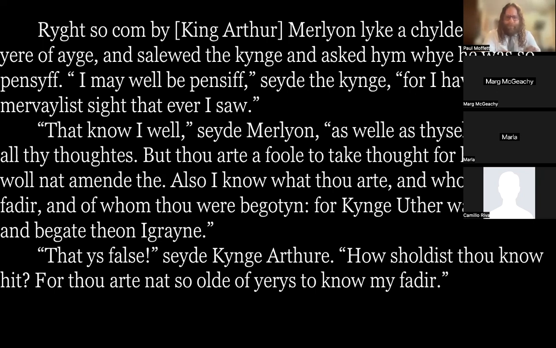And right so came by King Arthur Merlin, like a child of 14 years of age, and saluted the king and asked him why he was so pensive. "I may well be pensive," said the king, "for I have seen the marvelous sight that ever I saw." "That I know well, that know I well," said Merlin, "as well as thyself and of all thy thoughts. But thou art a fool to take thought for it, for that will not amend thee. Also I know what thou art, and who was thy father, and of whom thou were begotten, for King Uther is thy father, and begat thee on Igraine."